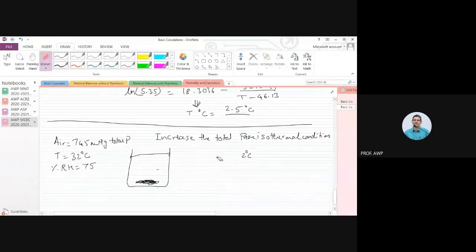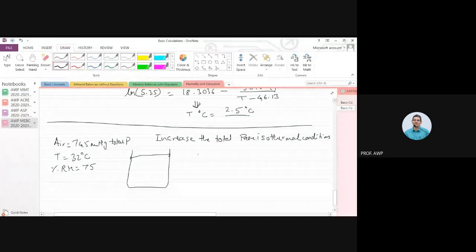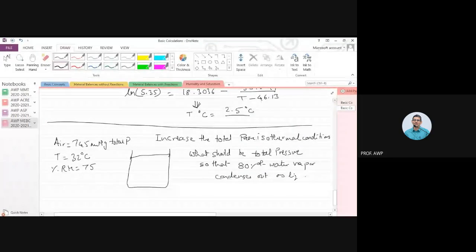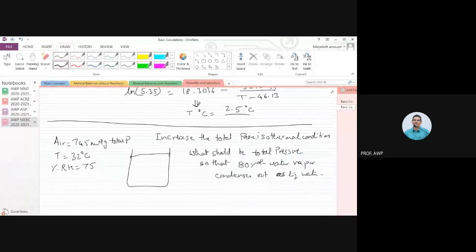I want you to find out what should be the total pressure so that 80% of water vapor condenses out as liquid water. Okay, Aniruddha, can you solve and tell us the solution? Yes, I'll try, sir.